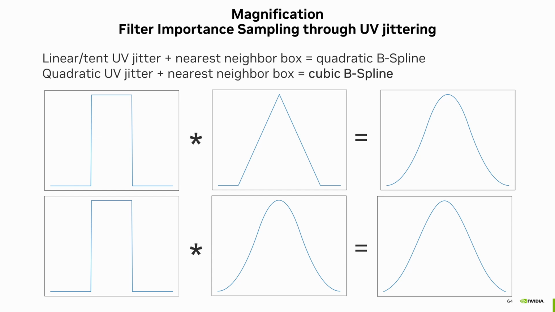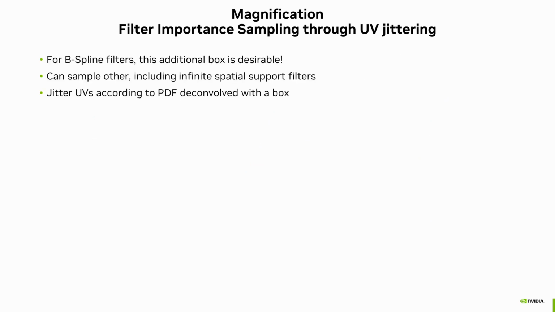This sequence of repeated convolutions of the box kernel with itself yields higher and higher order B-splines. A box filter from nearest neighbor sampling is highly desirable for the B-spline family because we can sample or jitter an order n-1 B-spline and then get an n-degree B-spline filter at a smaller performance cost. However, we can also sample other filters, including infinite spatial support filters. We would need to jitter UVs according to their PDF deconvolved with the box kernel to do this. Unlike B-spline filters, most filters don't have a closed form deconvolution with a box kernel.